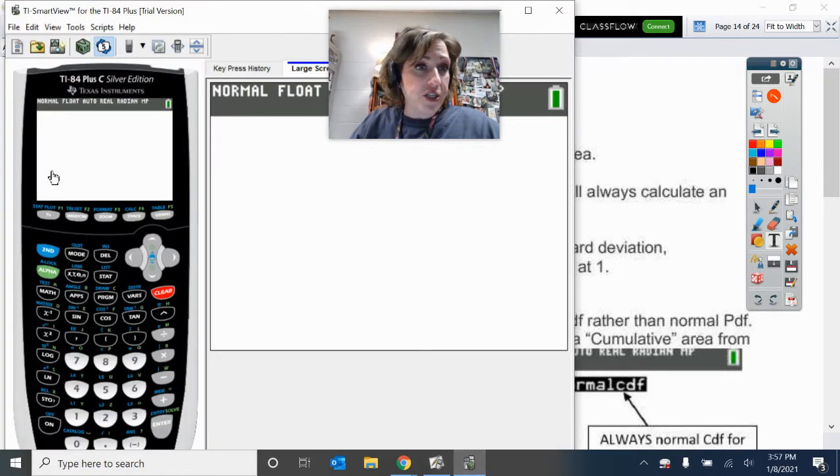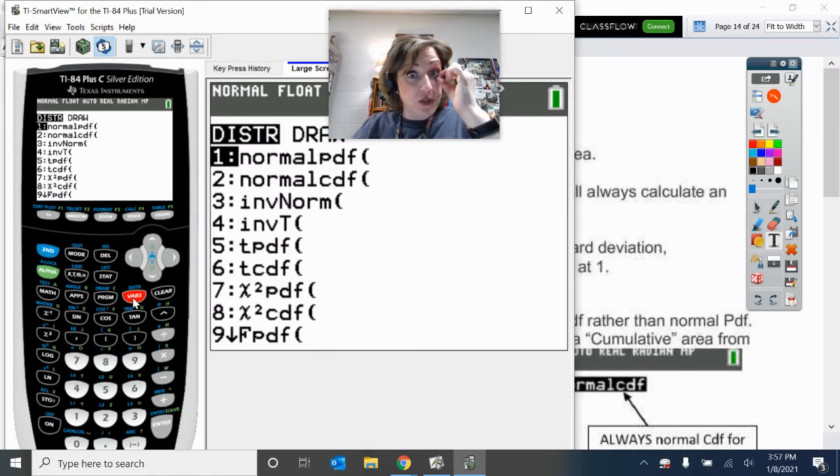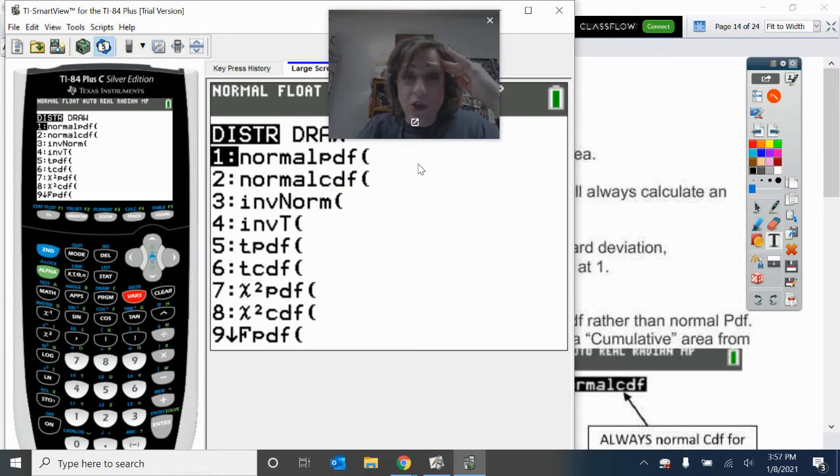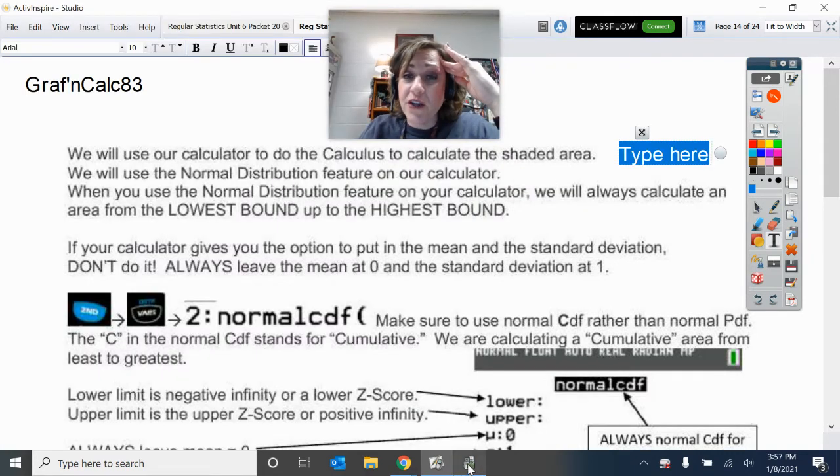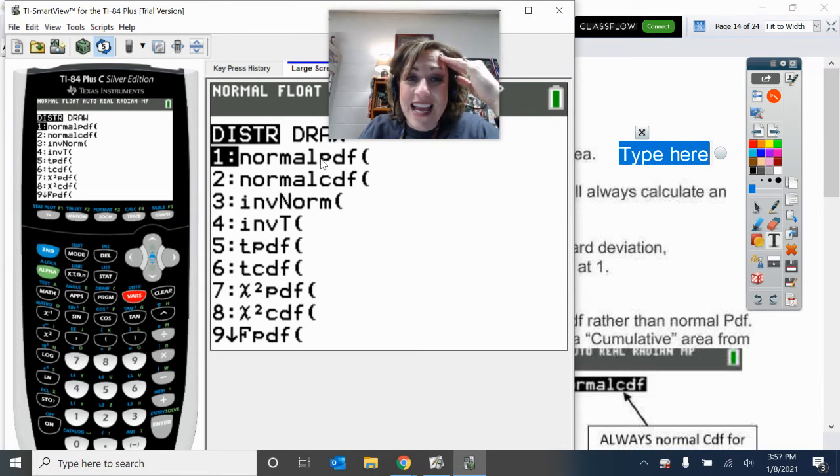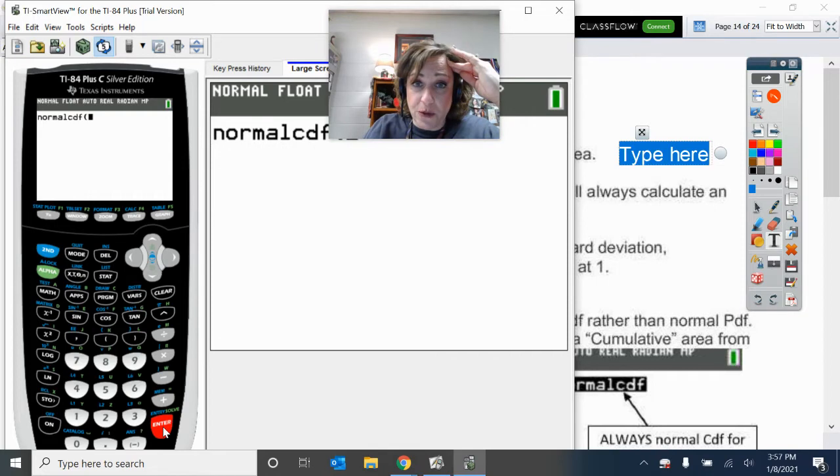So here I have a calculator picture. Here's the second, and then we have this vars right here next to the clear by the arrows. And that's all the distributions. So notice the first two. One of them says normal PDF. That's a particular value. We will never, ever use that. In a continuous function, that particular place is so teeny tiny that we're not interested in that. We need the accumulation of the area. So that's right here, number 2. So go down and click number 2.